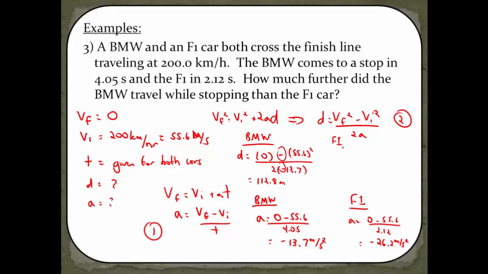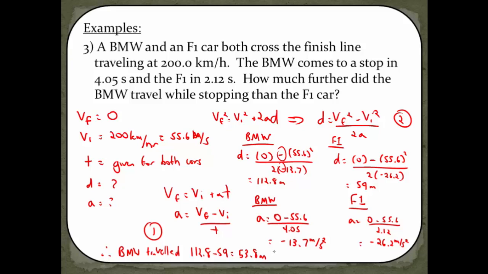What about the F1? Sorry for the messiness. We're getting crammed up here. Distance is equal to 0 minus 55.6 squared divided by 2 times the acceleration, negative 26.2. And we're going to end up with a distance here of 59 meters. So we have our distances that it took to stop. The question is, how much farther did the BMW travel while stopping than the F1 car? So we can say the BMW traveled 112.8 minus 59, which equals 53.8 meters more.